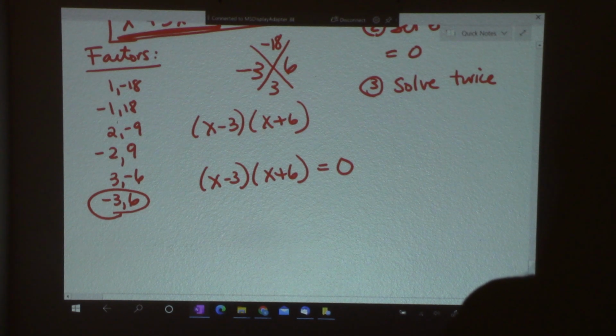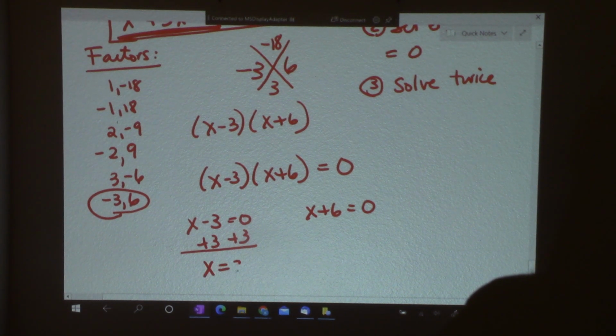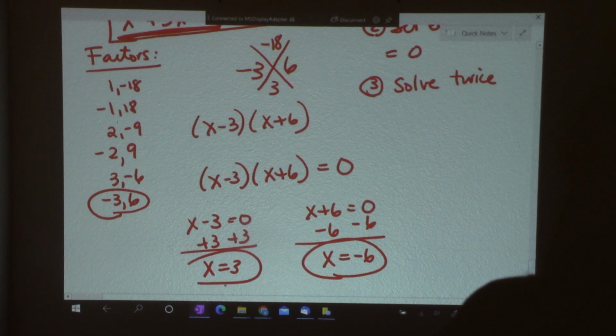Now to solve, I take each one and I set it equal to 0. So I have x minus 3 equals 0 and x plus 6 equals 0. So I'm going to add 3 to both sides, and I get x equals 3. And then I'm going to subtract 6 from both sides, and I get x equals negative 6.